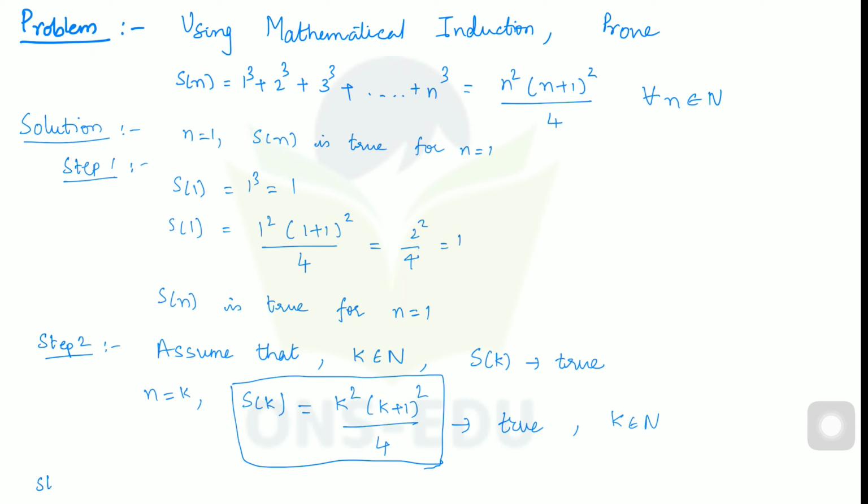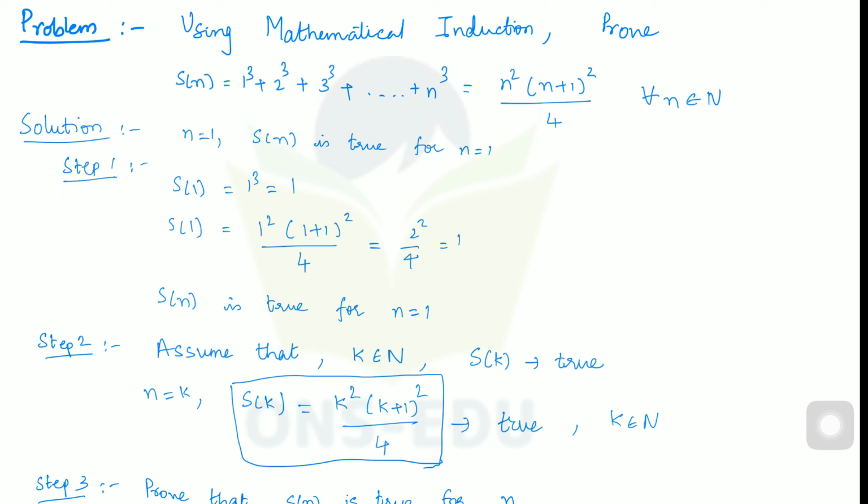Now what is step 3? Now this is the important step. We have to prove that the given formula is true for the next consecutive number of k, which is nothing but k plus 1. So we have to prove that S of n is true for n equals k plus 1. Now let us see how to prove this. Let us replace n with k plus 1 in the formula.